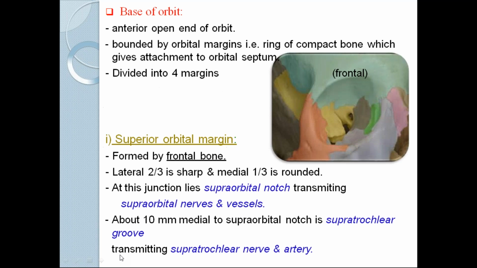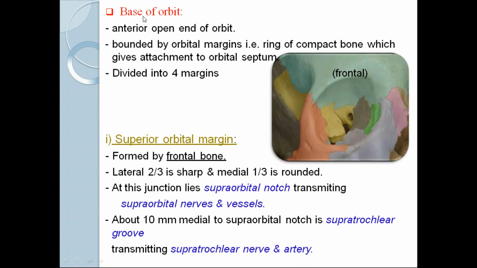Okay. Now coming to the base of the orbit. So what is the base of the orbit? Whatever exposed part you are seeing here, this is the base, and whatever is towards the optic foramen is the apex of the orbit. Understood? So basically it is a quadrangular or pear-shaped orbital cavity.